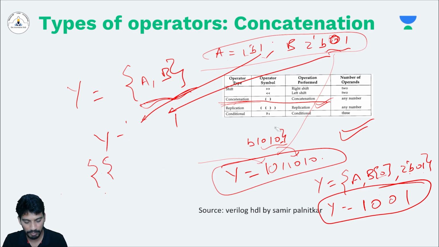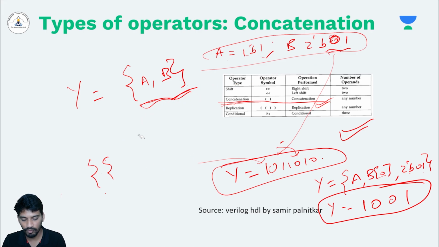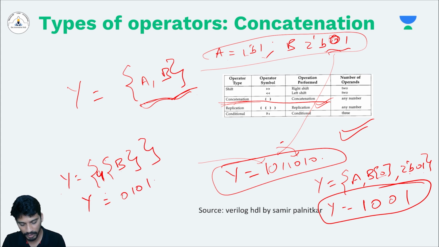If you want to replicate the B operand 4 times, how do you do that? You can directly write 4 of B. So what does it do? My output y is equal to 4 times the B operand replicated: 0 1 0 1 0 1.